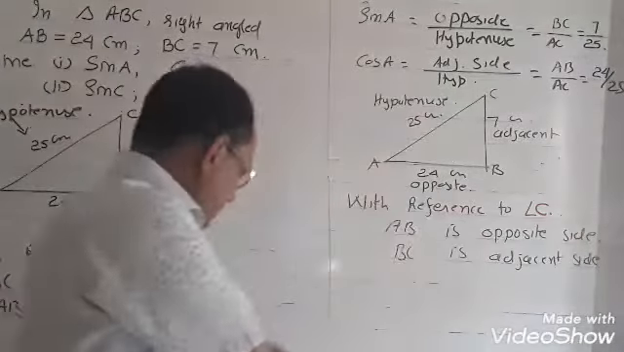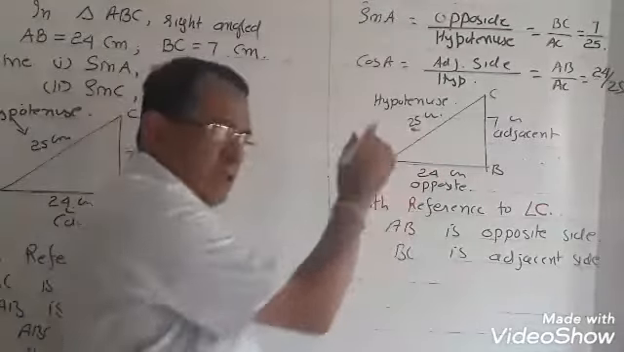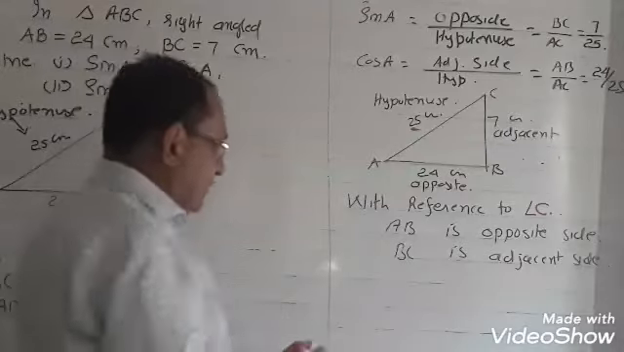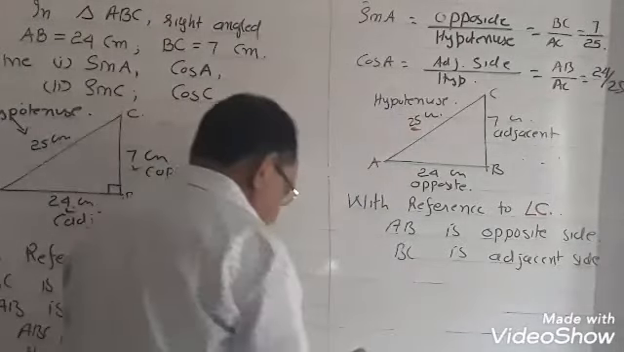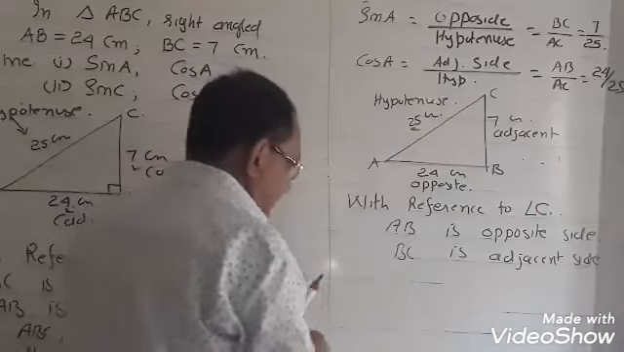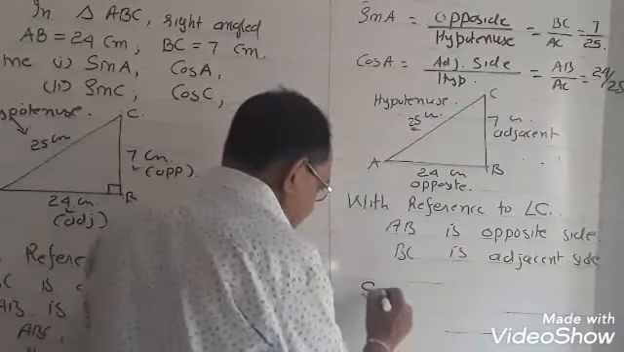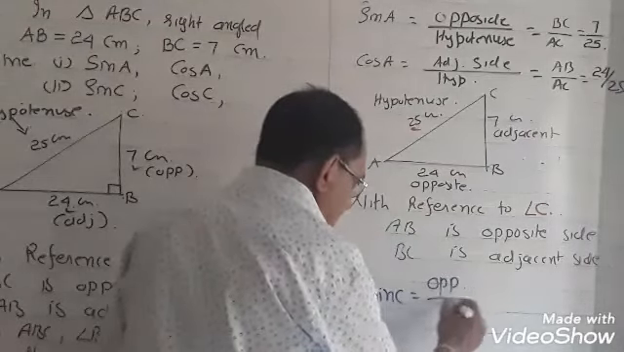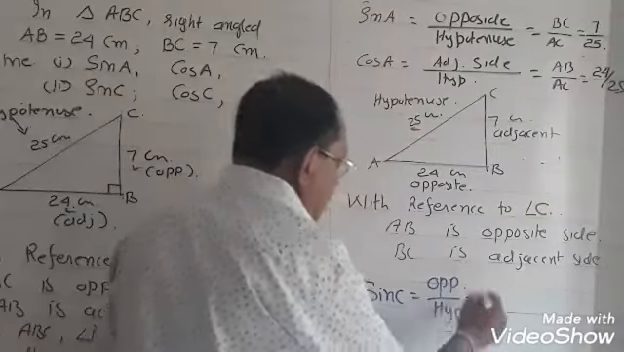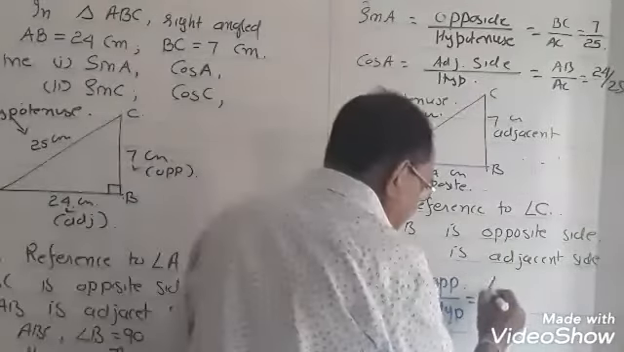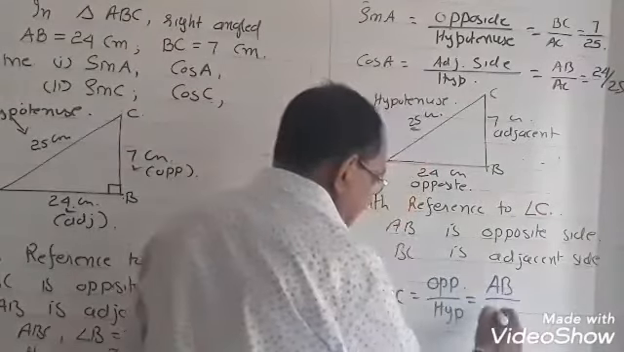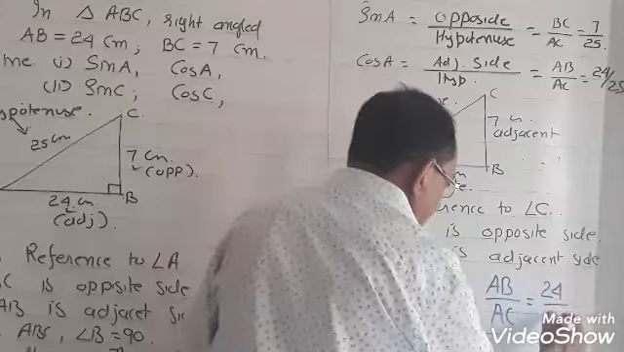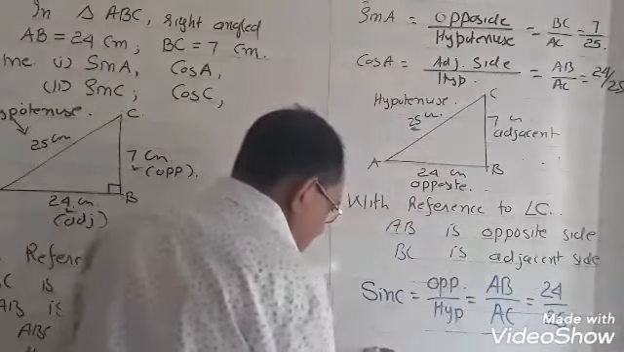Since we have already found the hypotenuse by Pythagoras, it is not necessary to repeat this. So this is equal to this. Now with reference to this, what is your sin C? Let us find sin C. Same formula, opposite side upon hypotenuse. What is your opposite side? Here it is AB and hypotenuse AC. 24 upon 25. Cos C.